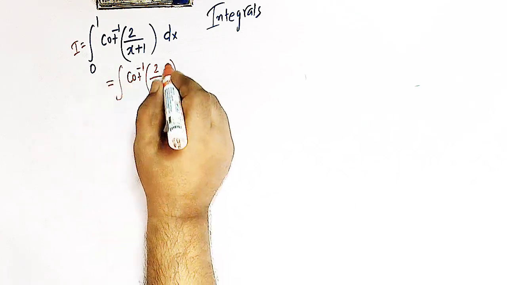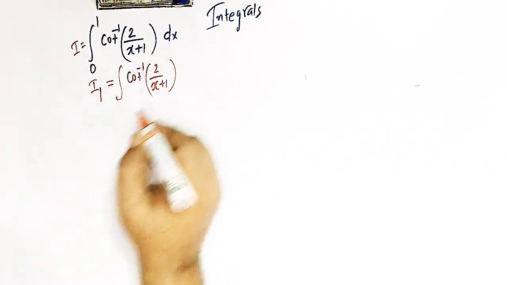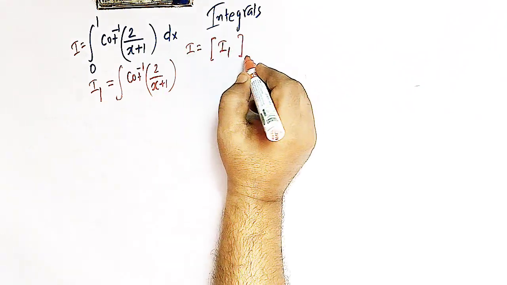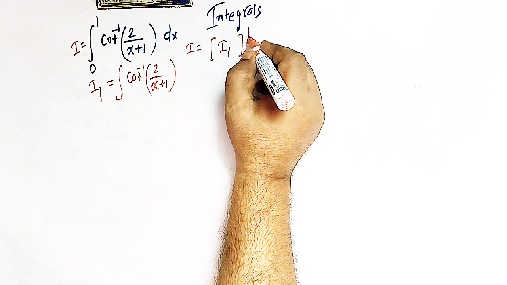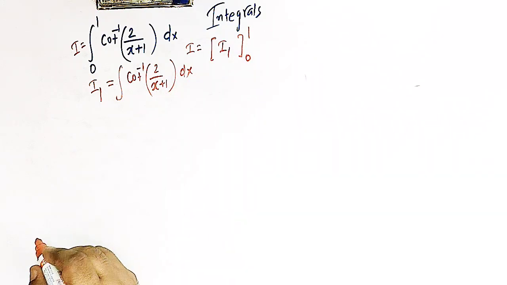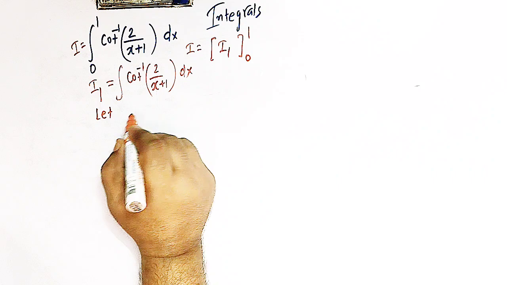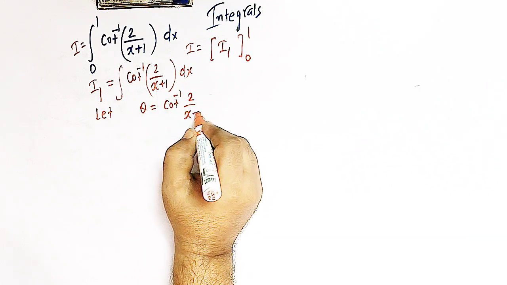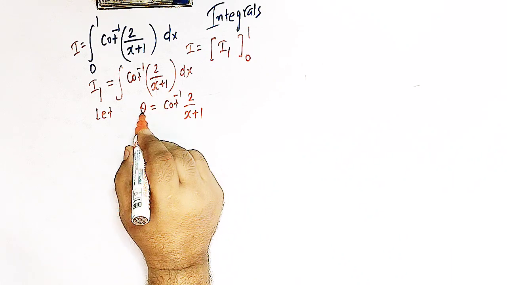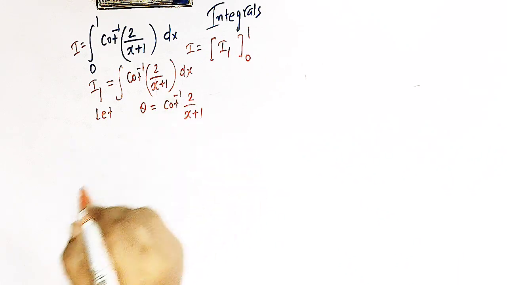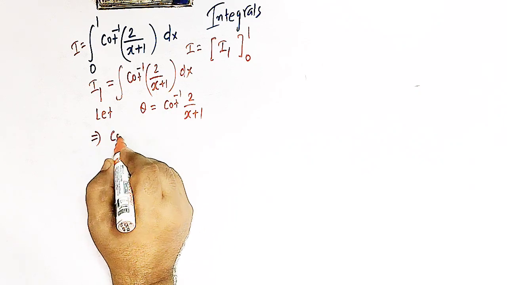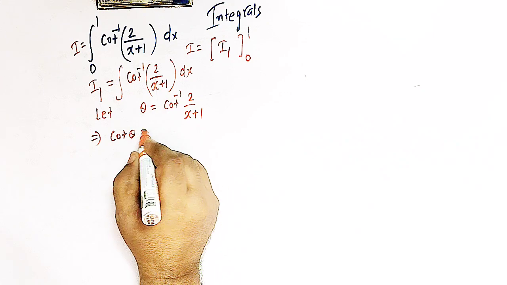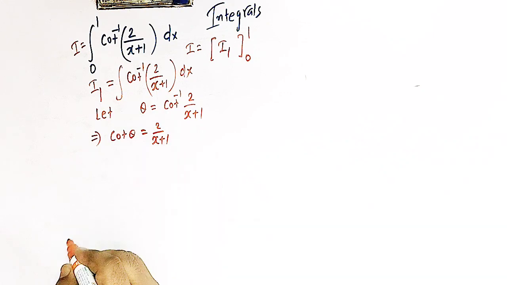So let us take the indefinite integral as I1, so that our integral I is I1 from the limits 0 to 1. Here we have dx. Let us make this substitution, that is theta is equal to cot inverse 2 over x plus 1. So theta is equal to cot inverse 2 over x plus 1. We can now write cot theta, taking cot inverse to the left hand side, equal to 2 over x plus 1.